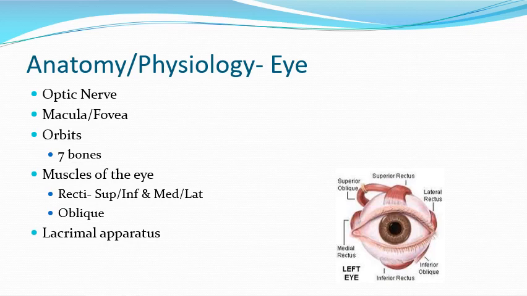You also have the lacrimal apparatus, and the lacrimal apparatus is what basically produces and distributes tears. Tears are used to wash foreign particles out of the eye, and that's what's going to be responsible for your tear production.